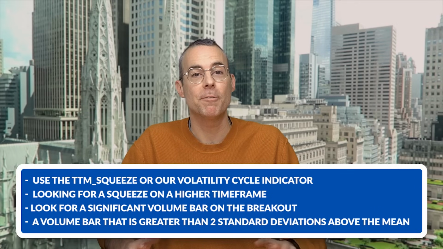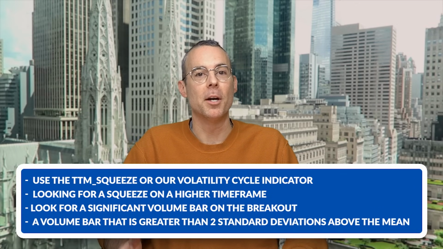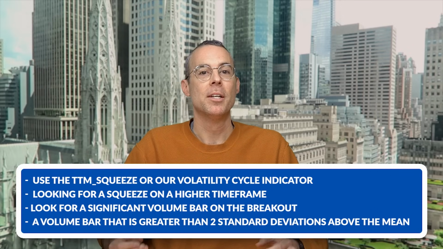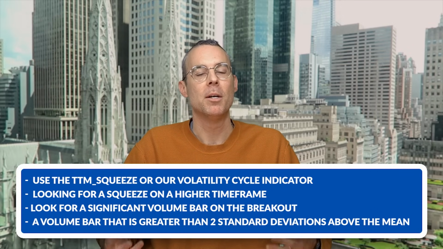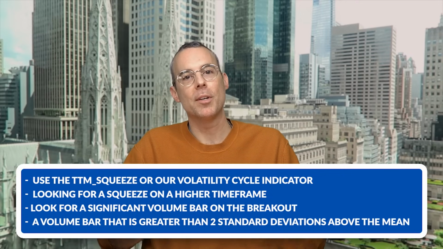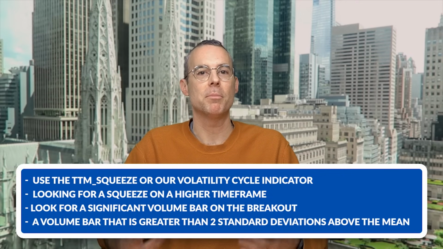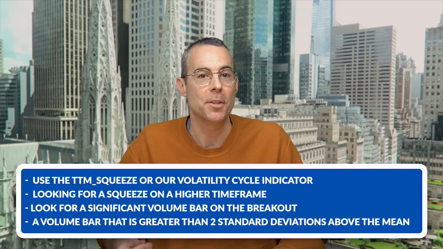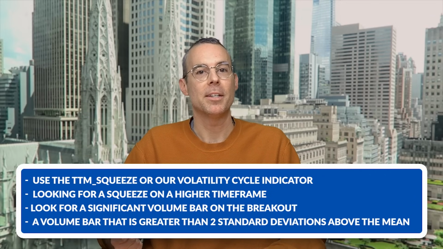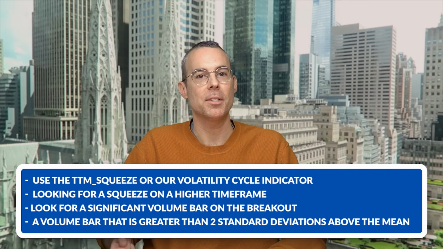I want to see significant volume on the break. There are a number of ways you can define significant volume, and I like to use standard deviations of volume above the mean. So I'm looking for a volume bar that is greater than 2 standard deviations above the mean. This tells us that the volume bar is an outlier, exactly what we want in this case.